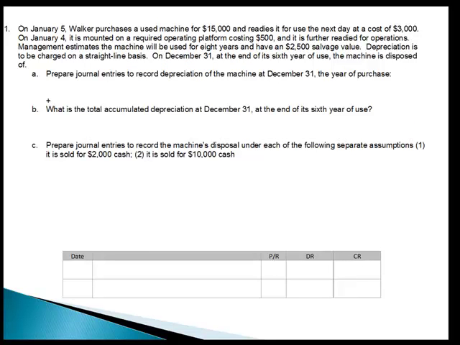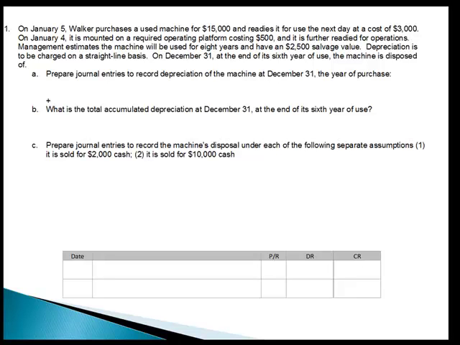Okay, here's just a problem that I pulled that's similar to your homework. It's just a little bit more complex, so I wanted to run through it with you. On January 5th, Walker purchases a used machine for $15,000, readies it for use the next day at a cost of $3,000. On January 4th, it is mounted on a required operating platform at a cost of $500 and is further readied for operations. Management estimates the machine will be used for 8 years and have a $2,500 salvage value. Depreciation is straight line. On December 31st of its 6th year, the machine is disposed.